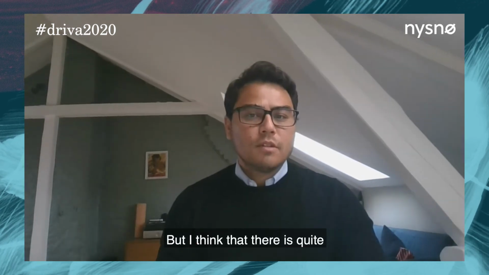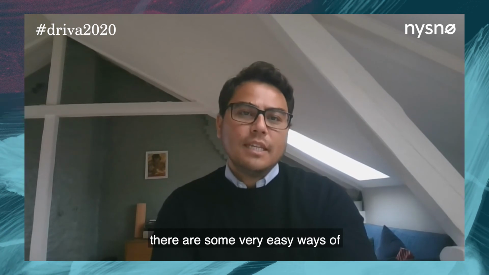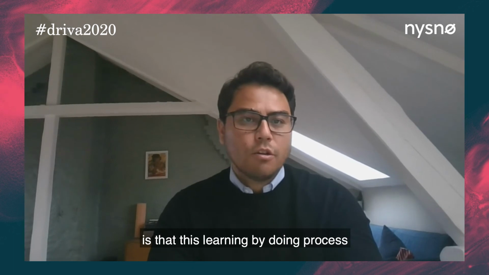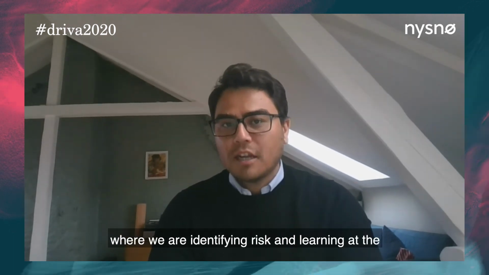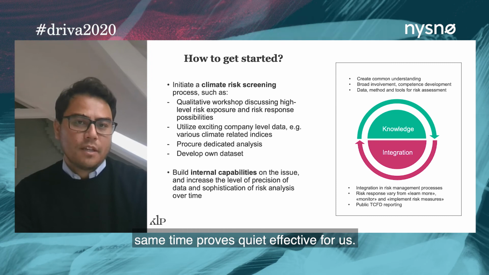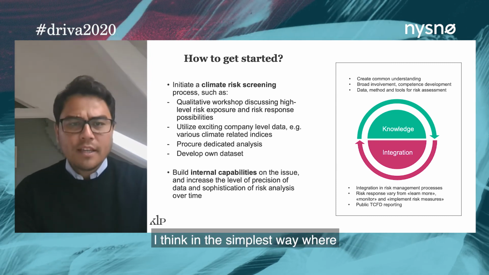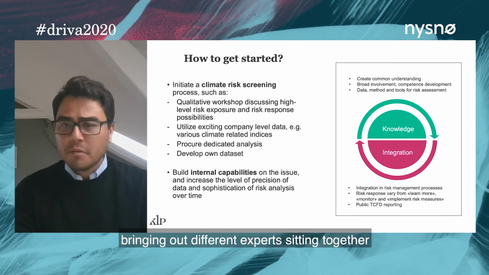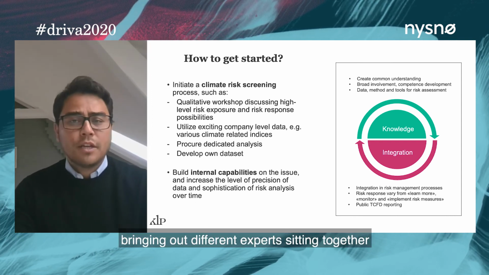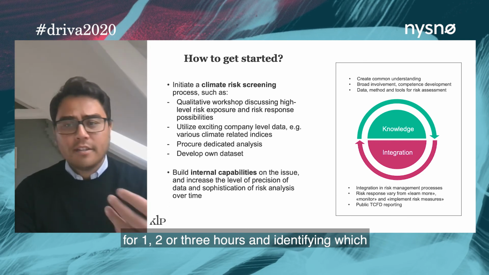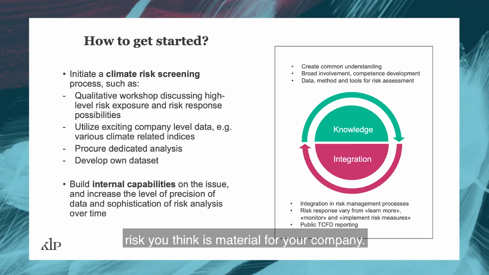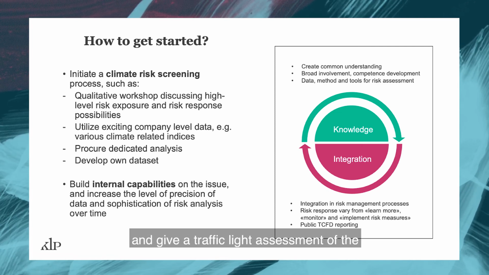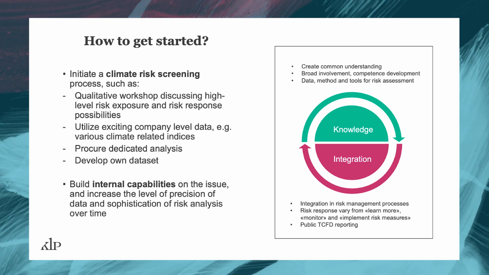But I think there are some very easy ways of getting started, and our experience is that a learning by doing process, where we're identifying risk and learning at the same time, proves quite effective for us. In the simplest way, you can start by just having a qualitative workshop, bringing out different experts, sitting together for 1, 2, or 3 hours, and identifying which risks you think are material for your company, how they may play out in different scenarios, and giving a traffic light assessment of the consequences of the different risks.